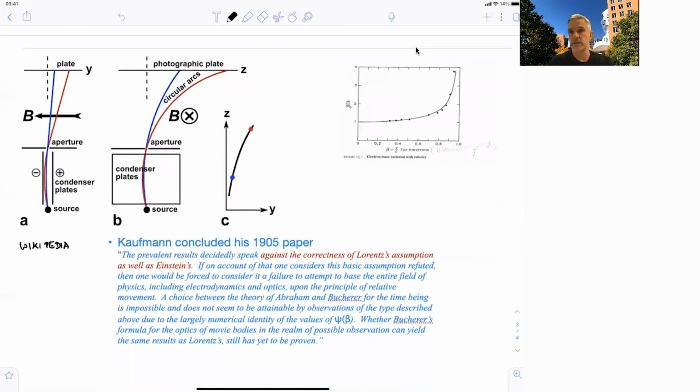You can read more about this in the Wikipedia article about Walter Kaufmann's experiment. But let me just read this to you. The prevalent results decidedly speak against the correctness of Lorentz's assumptions as well as Einstein's. If on account of that one considers this basic assumption refuted, one would be forced to consider it a failure to attempt to base an entire field of physics, including electrodynamics and optics, upon the principle of relative movement. We now know this was wrong, but the scientific process happens in a scientific environment.